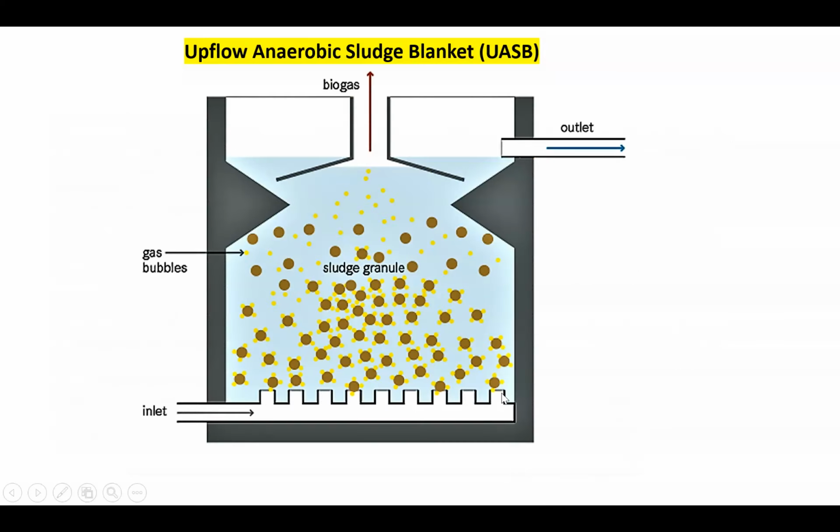So you see here, upflow means it enters from the bottom going up, and the microbes are here and will treat it. Biogas is generated from this region and is collected, and then at the outlet here, the effluent is collected.